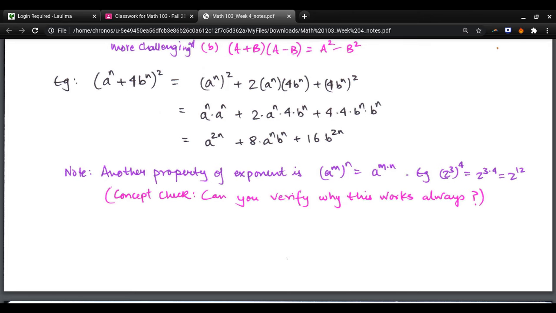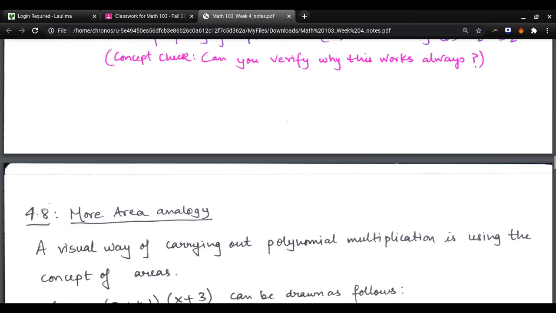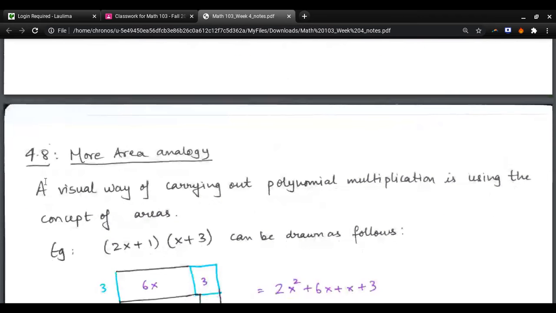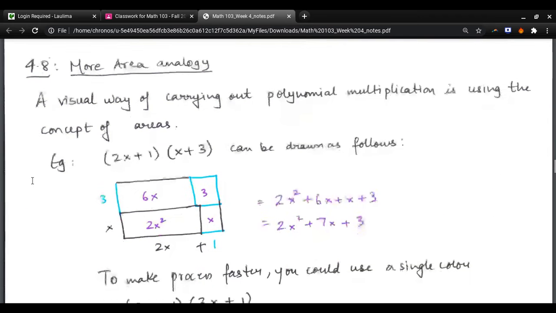Concept check here. Can you verify that this always works? It's very simple. Just try to expand 2 cubed to the power 4, and you will see why the exponents get multiplied. Now, continuing with our area analogy, there's a visual way to carry out polynomial multiplication using the concept of areas.